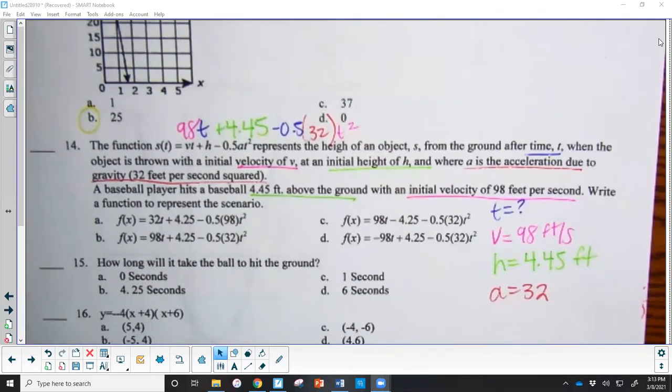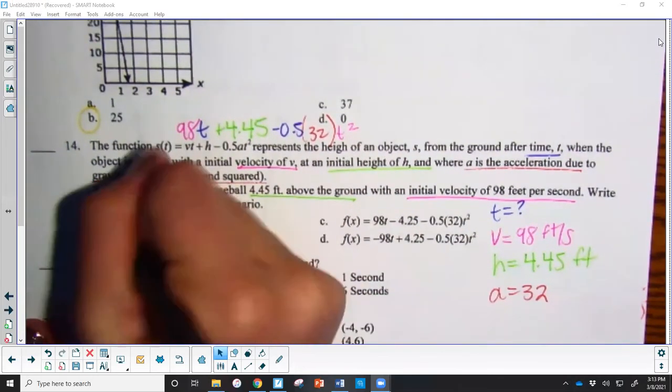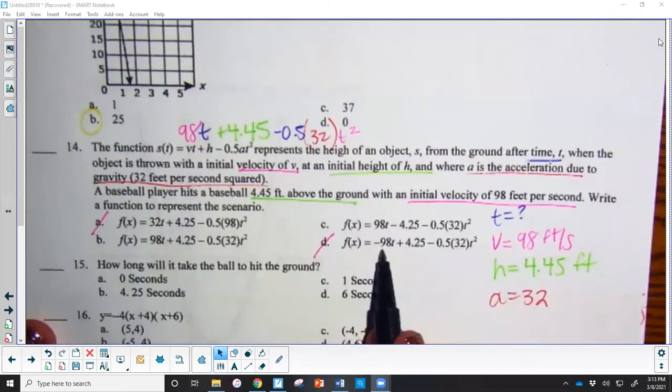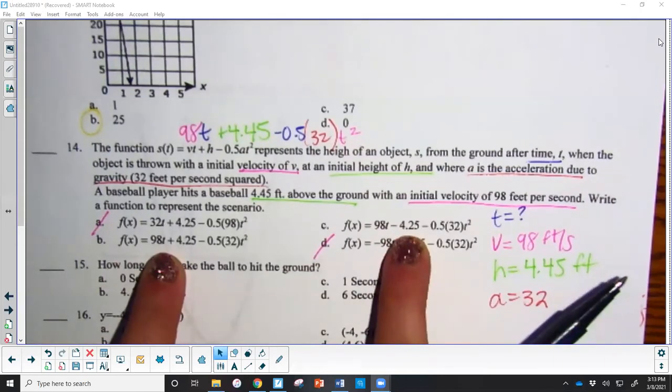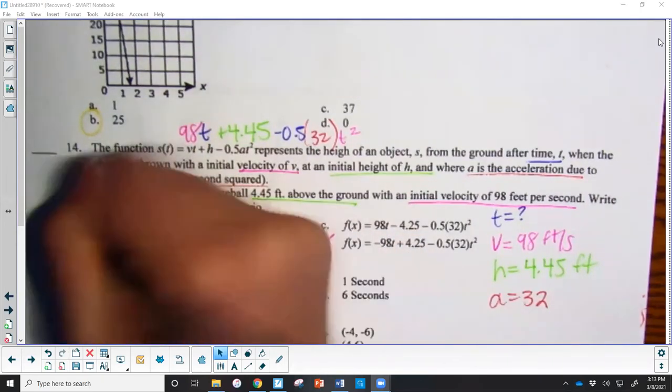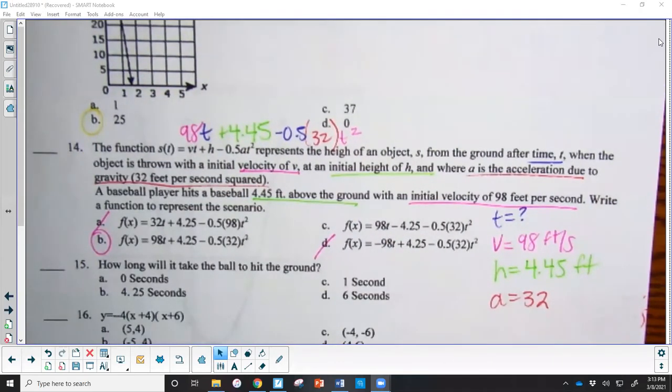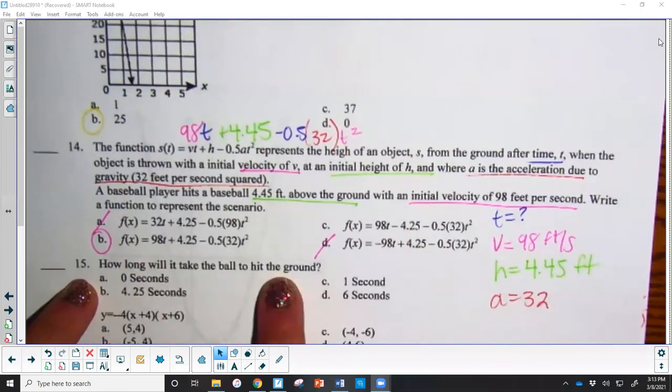So I'm looking for 98T. All right, so A is not there and D is not there because this one says negative. And then the differences that I see between these two are negative and positive. You can't have negative height, by the way. That would be impossible.